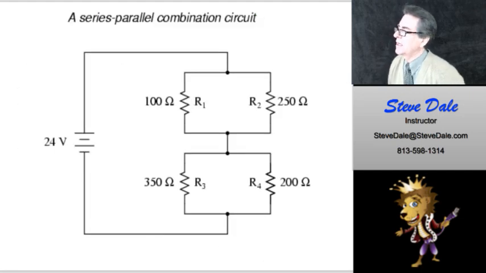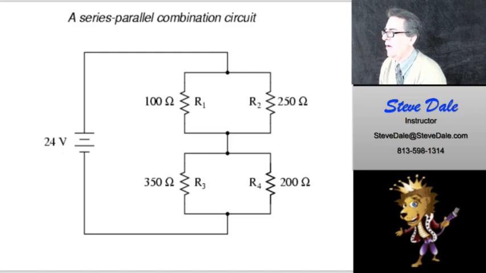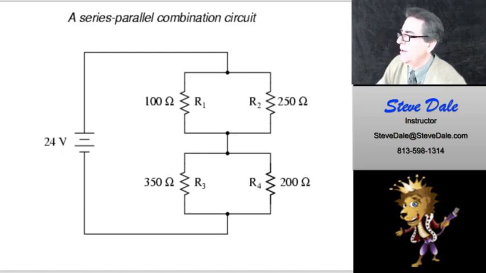So this is a combination circuit. It's called a series parallel. And look at this closely, because many times students don't understand this. They look at this and they say it's a parallel circuit. But in reality, look at it closely. R1 and R2 are in parallel with each other. Okay? And R3 and R4 are in parallel with each other. That is true. But the combination of R1 and R2, and the combination of R3 and R4 are in series with each other. Okay?